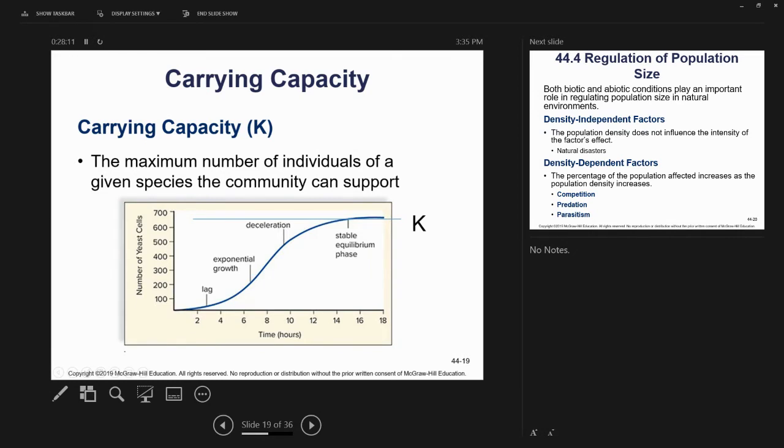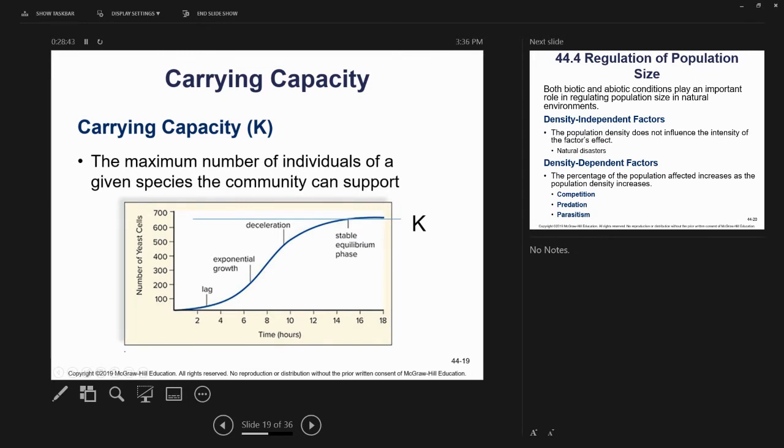The carrying capacity, indicated by the letter K, is the maximum number of individuals of a given species that the community or the ecosystem can support. So as we approach K, we level off, because any more and we put too much of a drain on the ecosystem. This K is not a given set number.